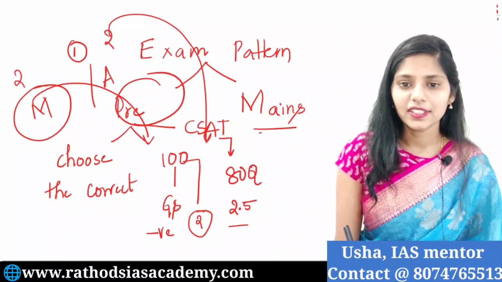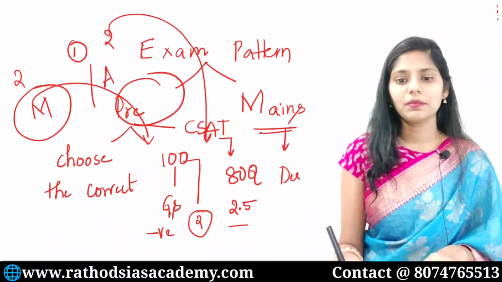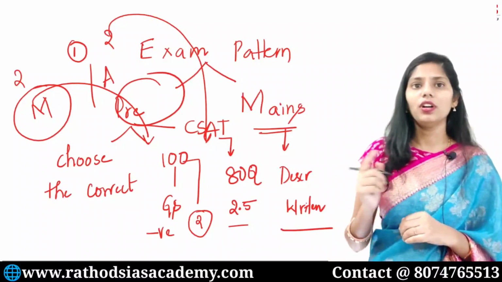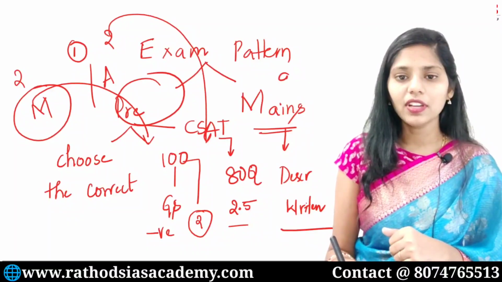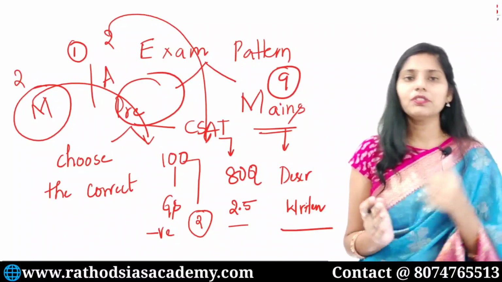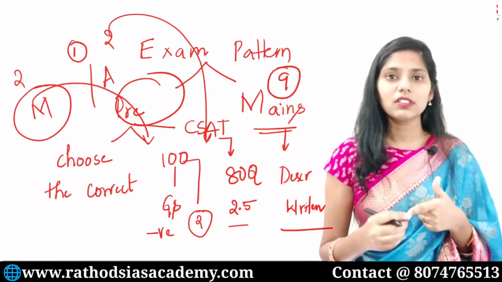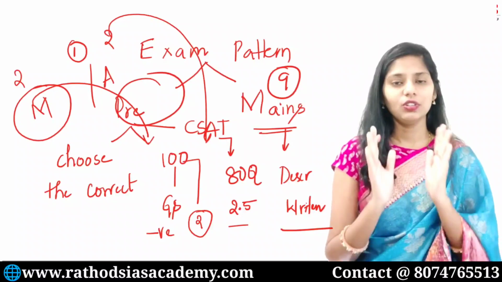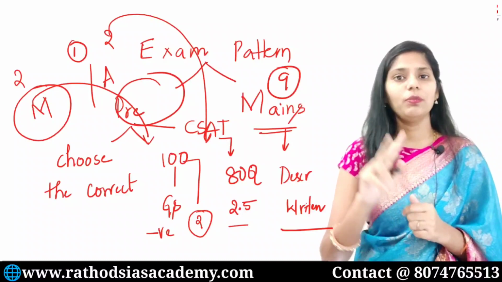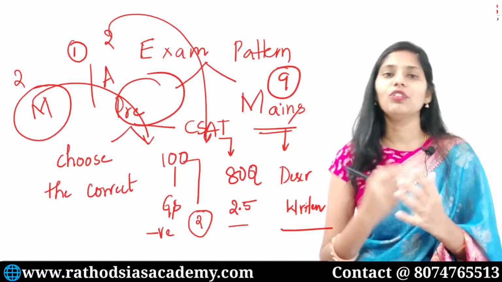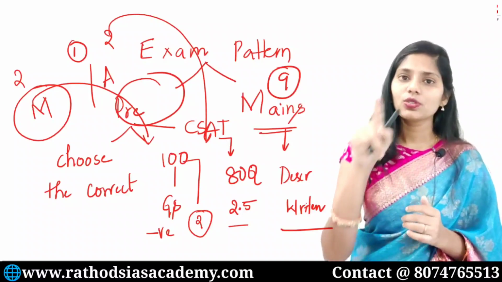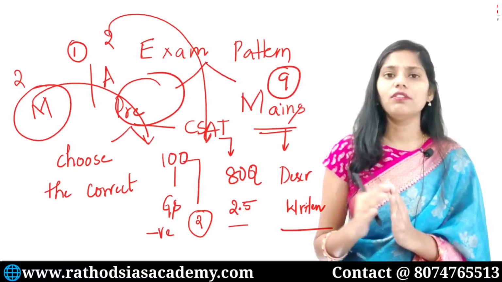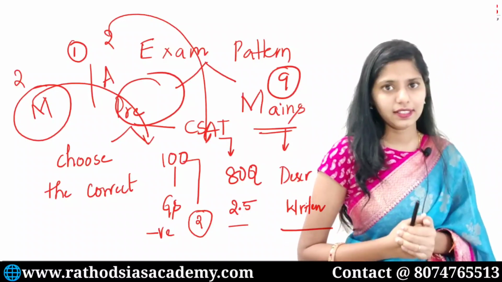Now if you see your mains, it is a descriptive paper, a written examination, and in total you will have 9 papers. In these 9 papers, the first one will be your essay, and next you have GS1, GS2, GS3, GS4, and after that you will get 1 week to prepare for your optional, and you will have 2 papers for your optional. After that you will have the compulsory language paper. So there are 9 papers in total, and for the compulsory language papers you are just qualifying; those marks will not be added to your final list.